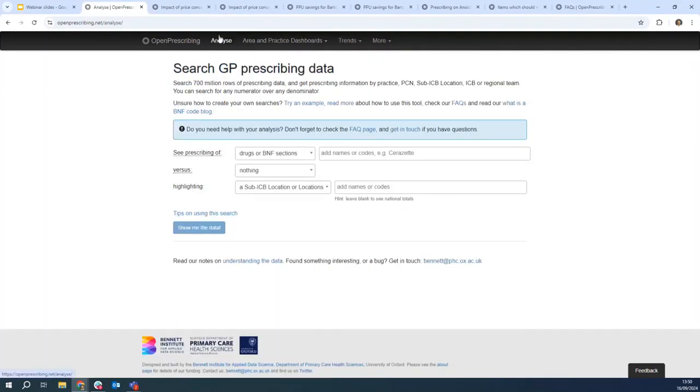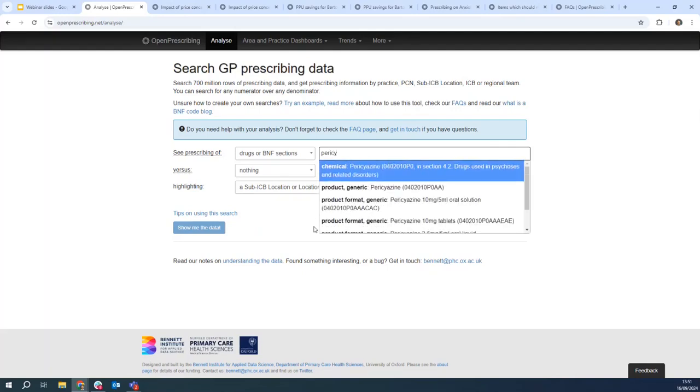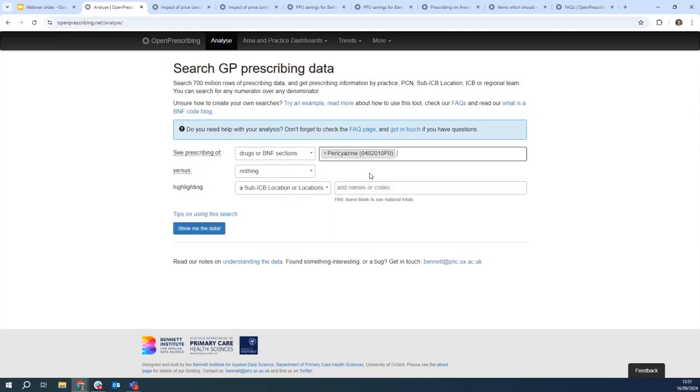So one of the other tools you might start to use is Analyse. If you use the top navigation bar here, there's this button, Analyse, and here basically you can search for anything. So you can run your own analysis on something you're interested in. We use a very common example just because it's quite an extreme example here. So we use this drug here, pericyazine, which is an antipsychotic medication.